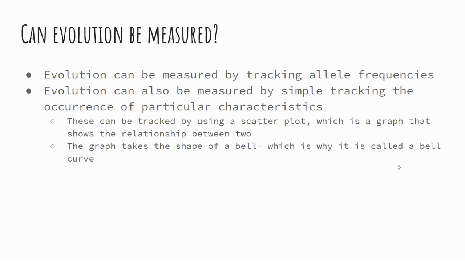a population over time. And typically these can be put on, as it says here, a scatter plot, but normally you'll see them in a bell-shaped curve, and we can use that bell-shaped curve to decipher what is exactly happening within that population, what type of evolution is occurring.